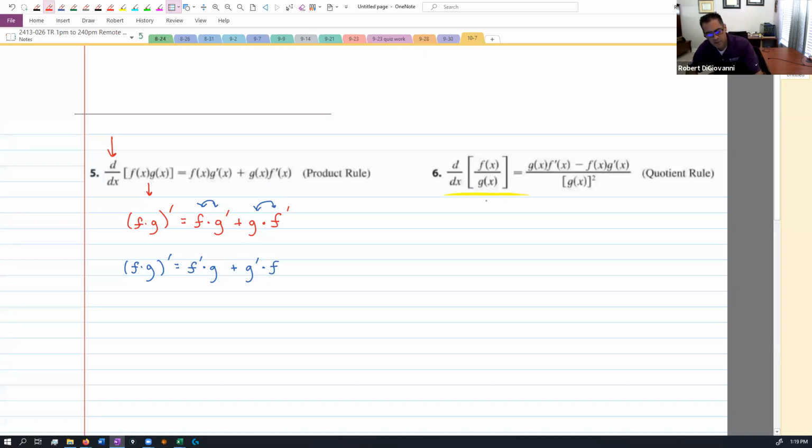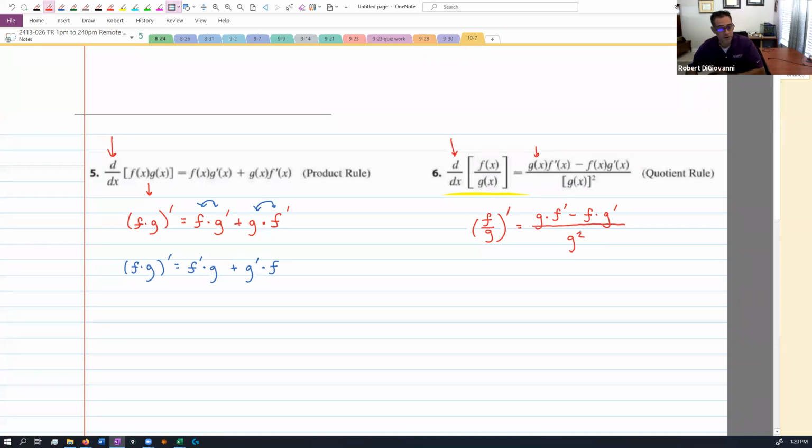So now over here, let's see what the book does. The book says this is F over G, and we're going to take a derivative, right? And they say that this should be G times the derivative of F minus F times the derivative of G, and then all of that over G squared.